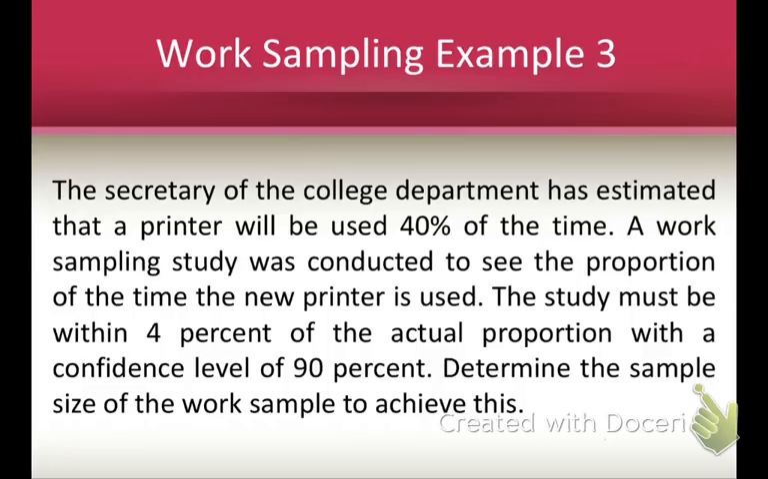Now, looking at the example, the given is the 40%. So, the printer will be used 40% of the time. That denotes the value of your P, or the proportion. And then, the study must be within 4% of the actual proportion. So, that is your error. And our confidence level is 90%.